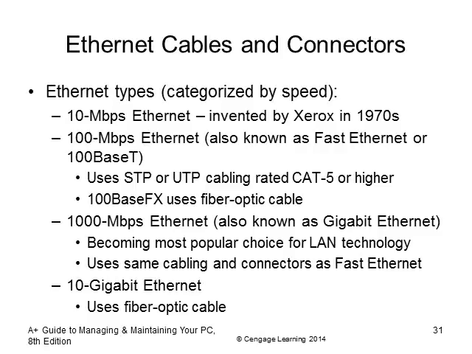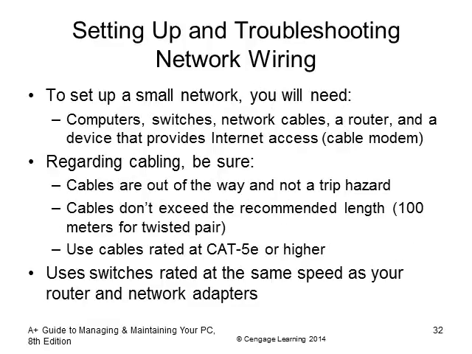Ethernet types categorized by speed. So the 10 megabits per second Ethernet was invented by Xerox in the 70s. We've moved from there to the fast Ethernet, or the 100 base T, and that uses STP or UTP, which is rated Cat5 or higher. Also, the 100 base FX uses fiber optic cable. The Gigabit Ethernet is becoming most popular choice for LAN technology, uses the same cabling and connectors as the fast Ethernet, and then the 10 gigabit Ethernet uses the fiber optic cable.